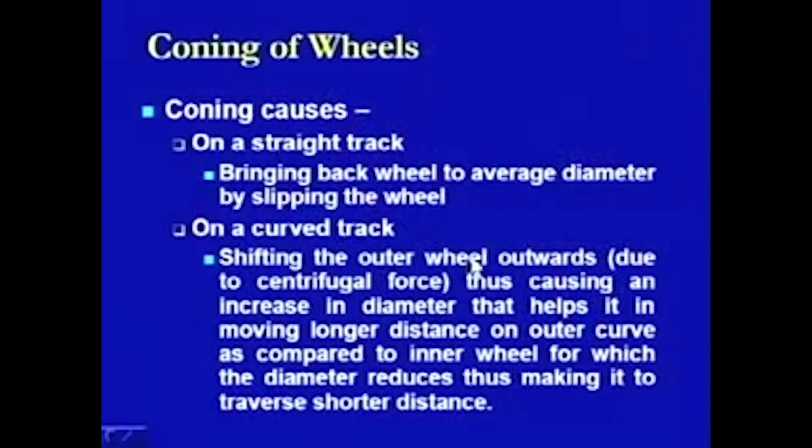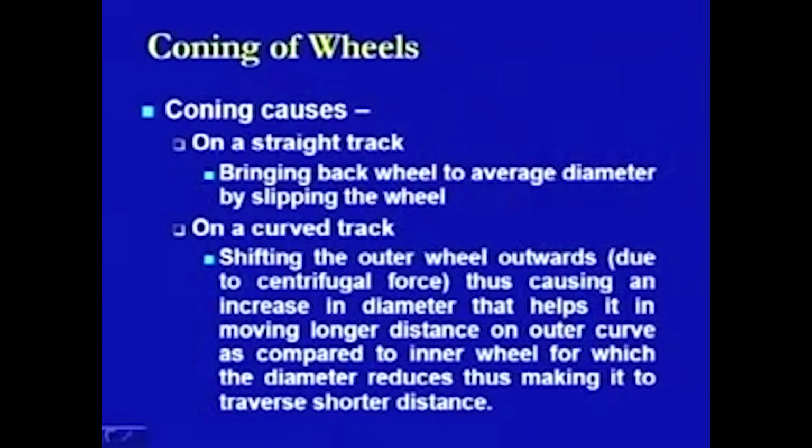On a straight track, because it is a cone section, as we have seen in the previous slide, as soon as there is a lateral sway in any direction, there will be an increase in the diameter, and because of this increase in the diameter, it will try to revert back to the average diameter condition, and that is where the slipping of the wheel will take place.